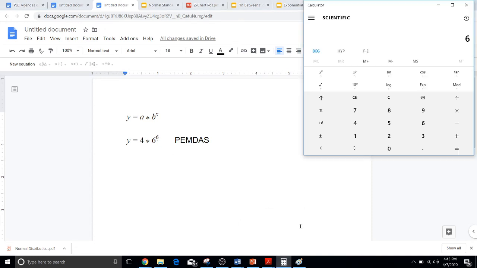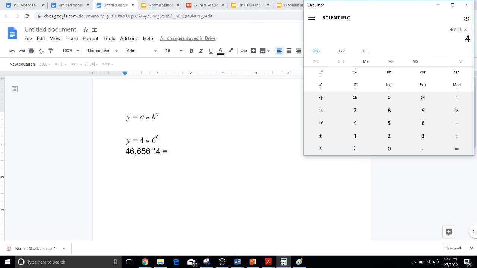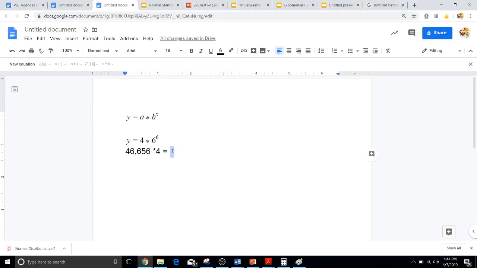Let's go ahead and do that on a calculator. 6 to the power of 6 gives us 46,656. So we know that if we isolate this 6 to the power of 6, we get 46,656. Now this only accounts for the 6 to the power of 6. We still need to multiply this by 4. So if we multiply by 4, we are going to get 186,624. And this is how many rabbits we would have after 6 months.